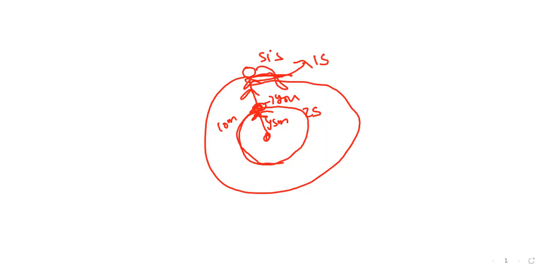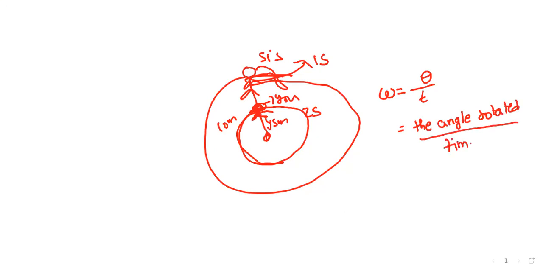Can you say that again, please? How do we define the angular velocity? I don't know. Oh, dear, we just now discussed that angular velocity is defined by theta upon t, or I can say the angle rotated per unit time, right? So this is a basic formula for our angular velocity.